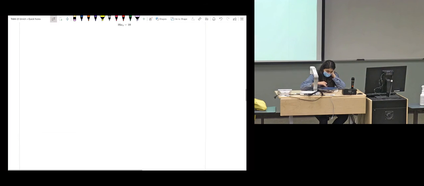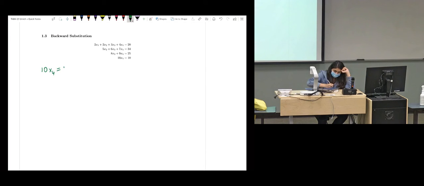Now for the backward substitution, I'm going to solve it using the general form. You will find that the general form is in our appendix. It goes: use the first equation to get xn equals bn by ann, and so on. So that's what I am going to do. I use my last equation, 10x4 equals 10.